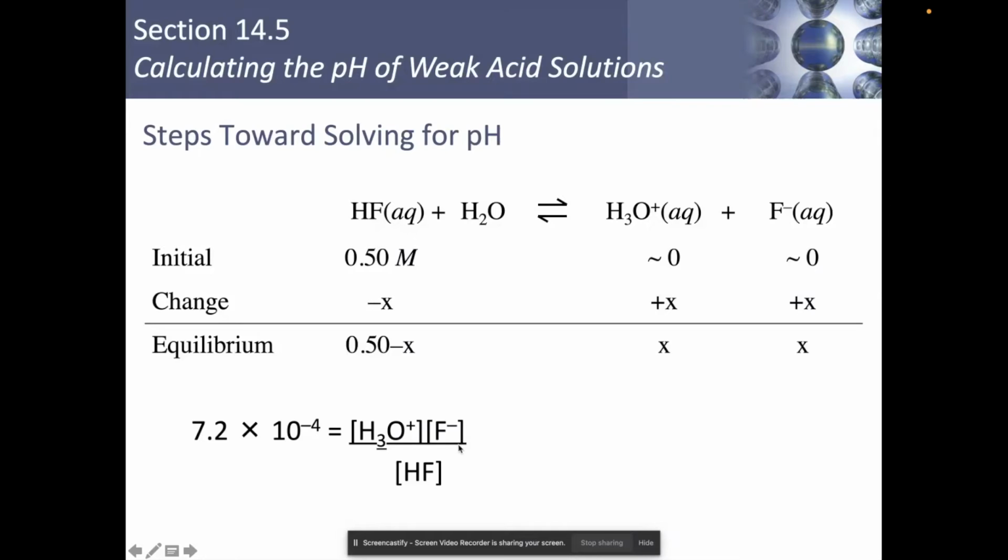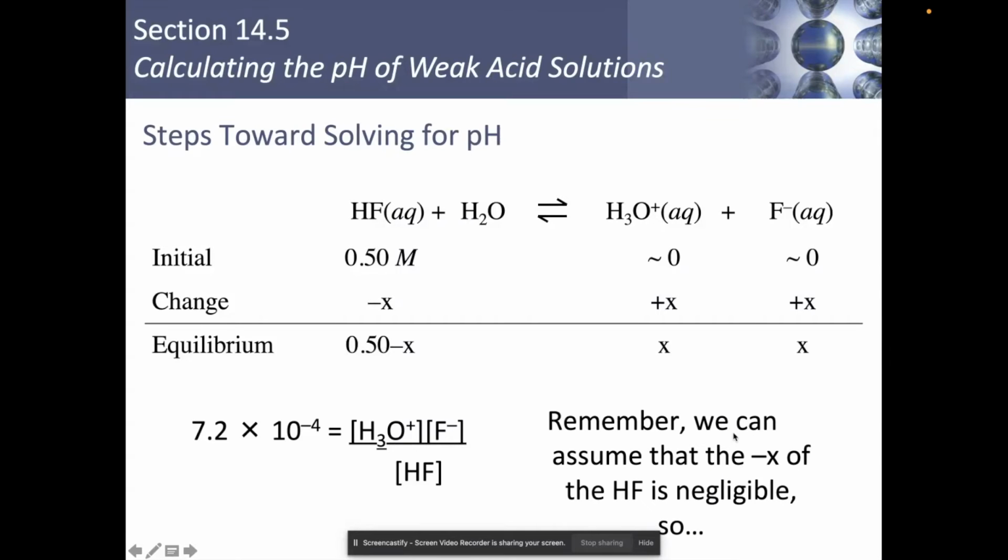So great, that's fantastic. But remember, we do have a trick here. Since we have a Ka value that is less than 1 times 10 to the negative 3, we can actually ignore this minus x here. So in reality, this is just 0.5. When I'm plugging in our values, I plug in x and x, so it's x times x, that's x squared, divided by 0.5. I don't need to worry about this minus x, which means I don't have to have a quadratic equation.